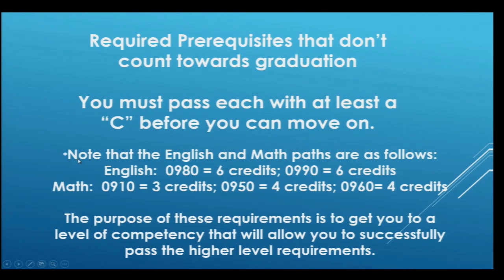And then here is the pathway of those English and math classes. English 0980 is 6 credits. After that is followed by 0990, which is 6 credits. For math, 0910, which is 3 credits, followed by 0950, which is 4 credits, followed by 0960, which is 4 credits. The purpose of these requirements is to get you to a level of competency that will allow you to be successful in passing the higher level requirements.